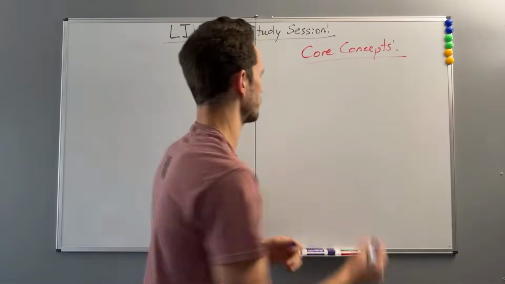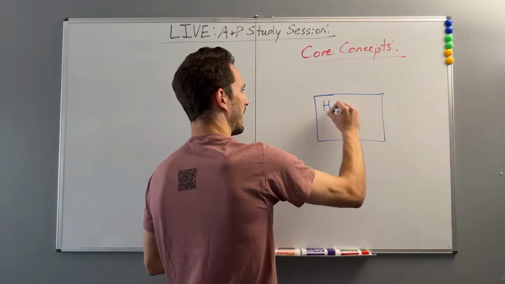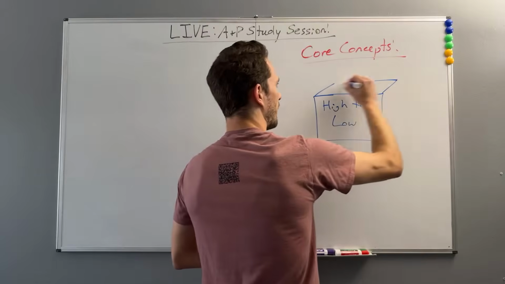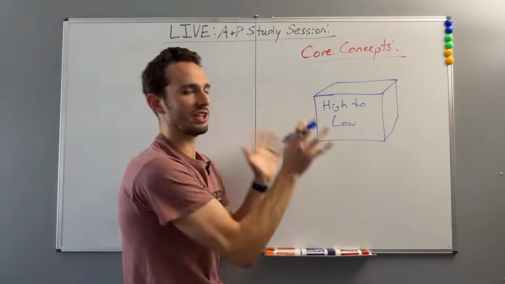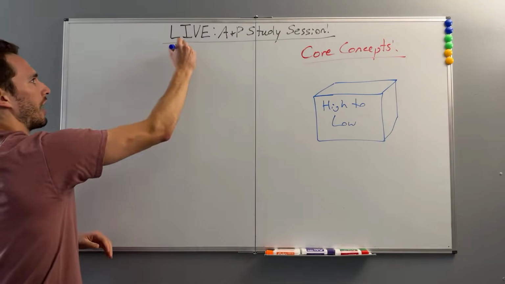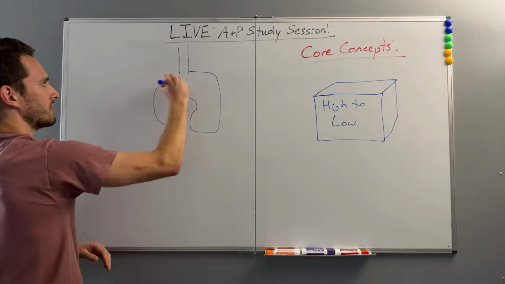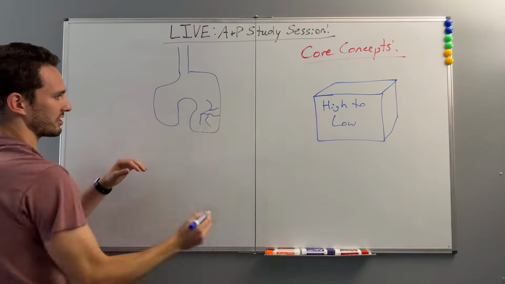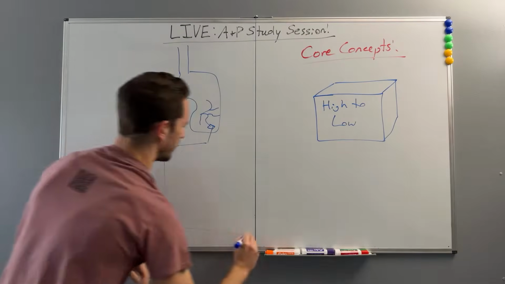So what core concepts do, for example, I've got a pretty easy one called high to low. Just think of this as a little box, and anytime you see something in A&P going high to low, you can add it to this box. As an example, we have our lungs, and inside the lungs we've got our alveoli, little air sacs. If we zoom in on those, they would look like the following.